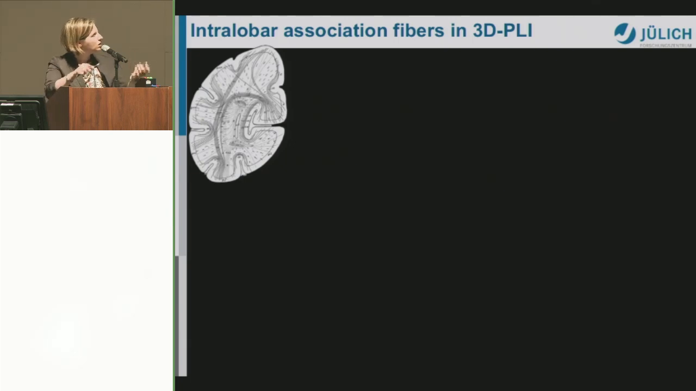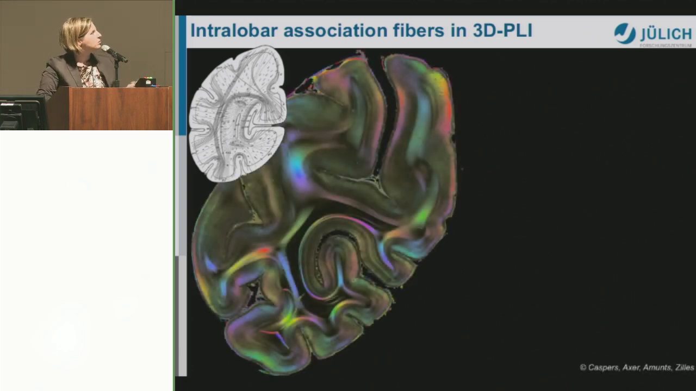And as you saw already on this very old slide, there is not only the vertical occipital fasciculus, but there are still others, and a lot of other fibers. And based on the new technique which was developed in Jülich a few years ago, the 3D polarized light imaging, it is possible to delineate even more fiber bundles. And this is an example of a coronal section through a vervet monkey brain. And you can see here by the colors different directions of fibers crossing all the way through the occipital lobe.